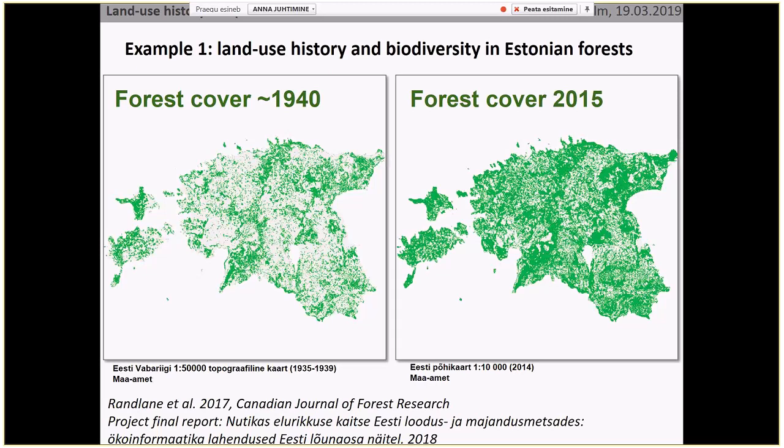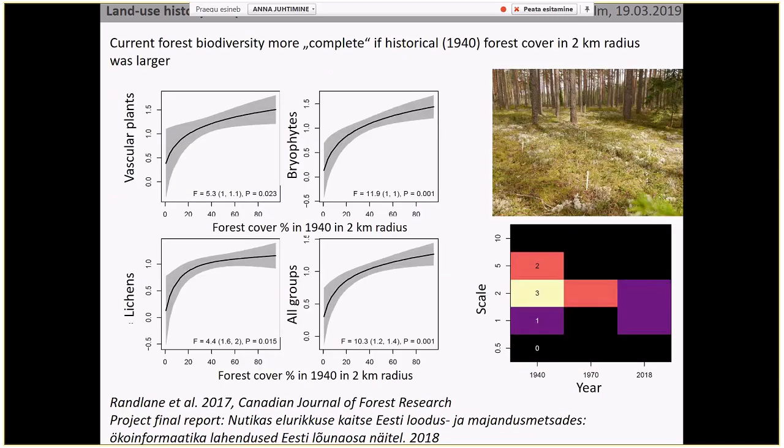conservation. Here on the left-hand side you see the Estonian forest cover around the 1940s. We had a lot less forest historically because we had a lot more grasslands. But nowadays the forest cover exceeds 50% of the total mainland territory of Estonia. So it has considerably increased.